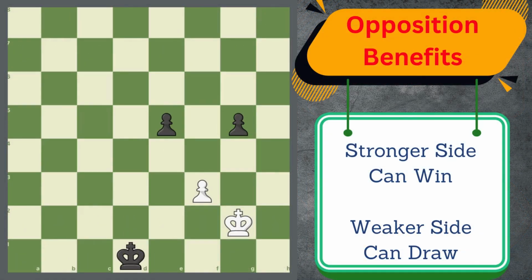In endgames, opposition can help stronger sides to create passed pawns, promote pawns, and convert advantages into wins. It can also help weaker sides to draw their games.